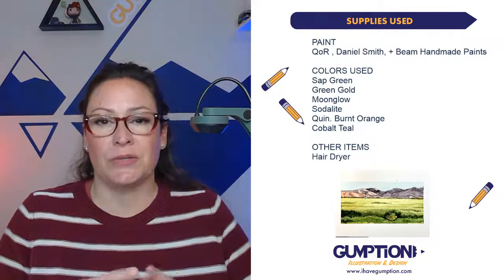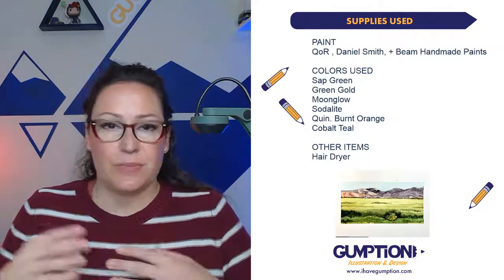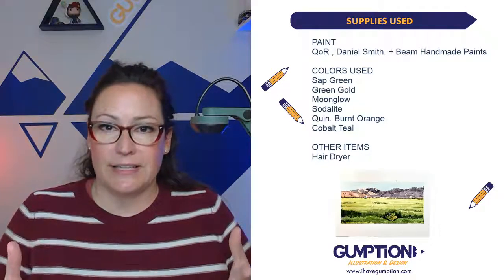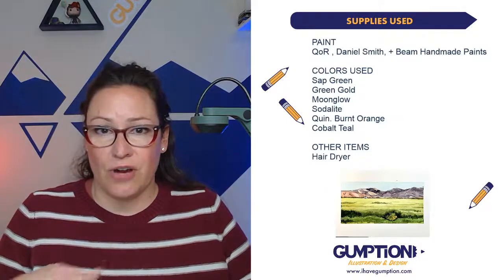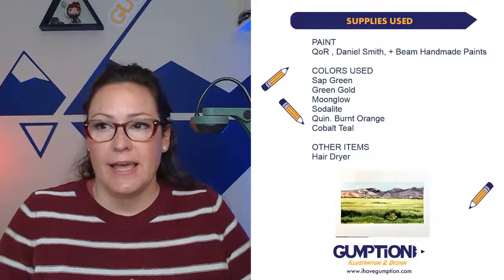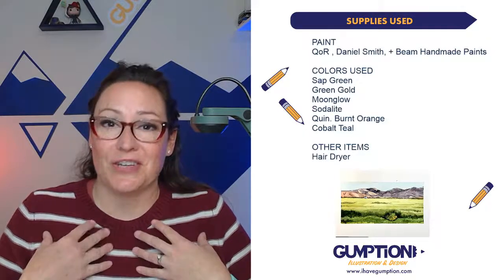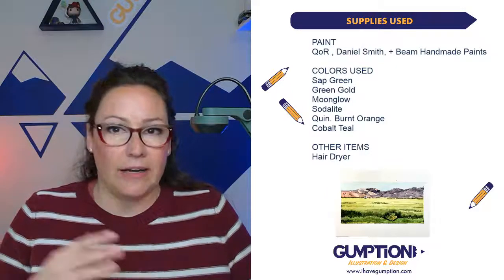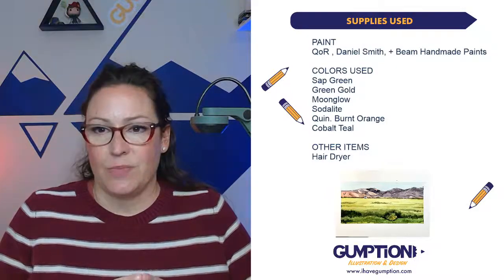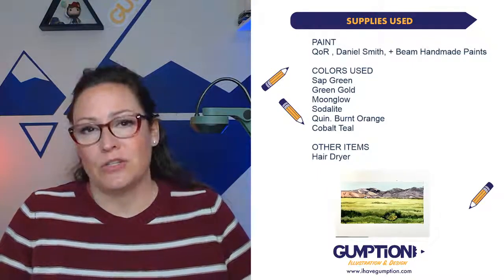We're also going to be using cobalt teal, and other supplies that we'll be using possibly tonight are a hairdryer to dry your painting if you need to speed up that time a little bit more, and a pencil and an eraser because we'll be sketching, or I'll be sketching along with you. So we can kind of stay in sync here and paint. You can paint along with me. So hopefully I'm not going too fast for you.